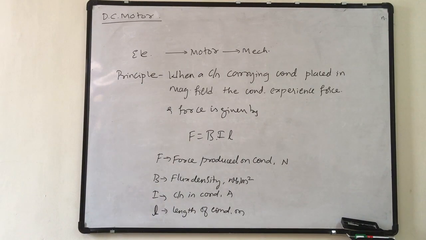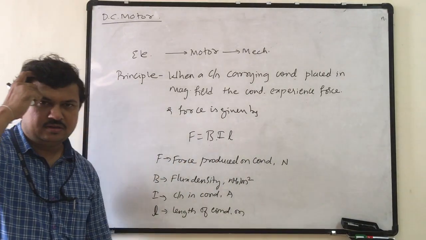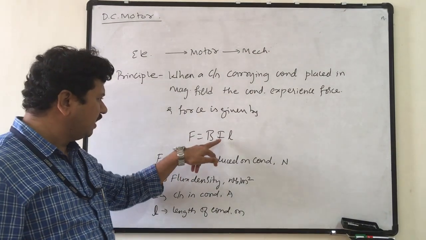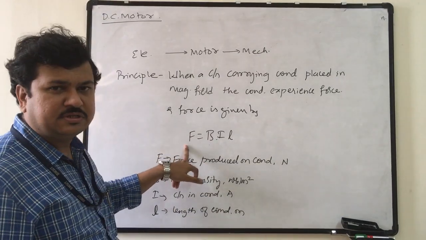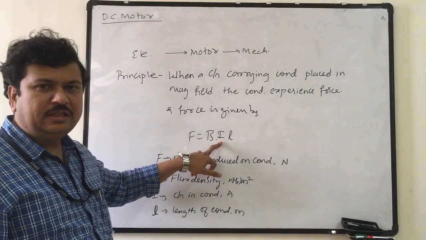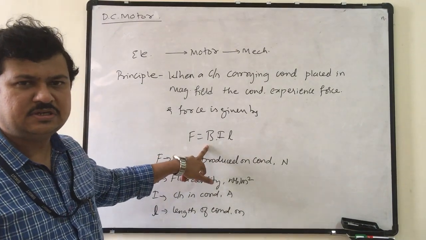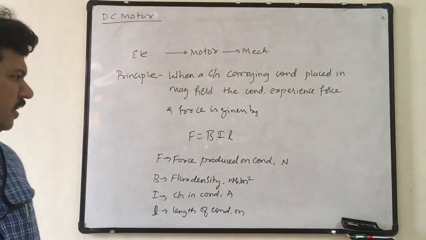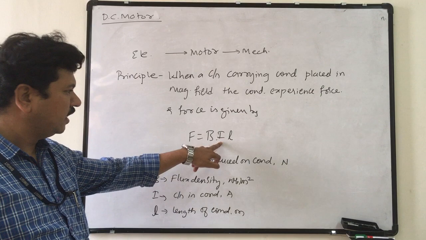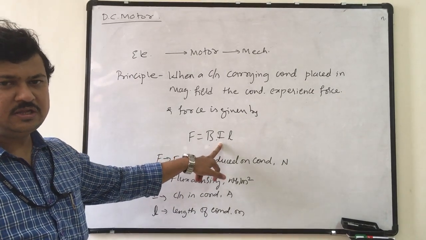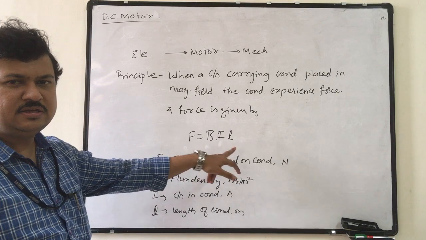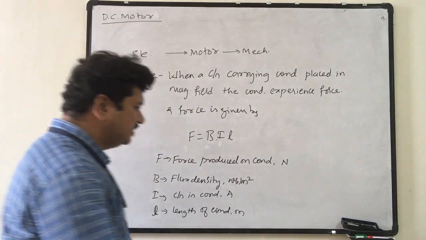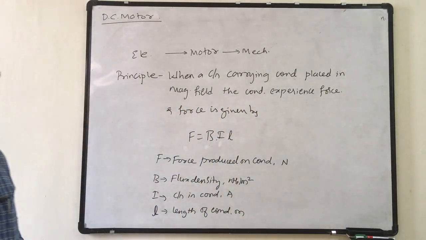So here length is the physical dimension of the conductor. So there should be some conductor, and if I make the current in that 0, then force exerted will be 0. If there is current and there is no magnetic field, then also force exerted is 0. So therefore, to get the force exerted electromagnetically, there should be a magnetic field into which a current carrying conductor has to be placed. If the length is more, force exerted will be more. If the length is less, force exerted will be less. And this direction is given by Fleming's left hand rule.